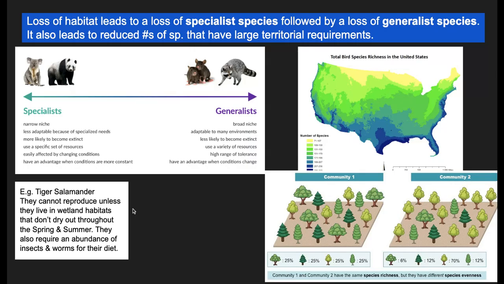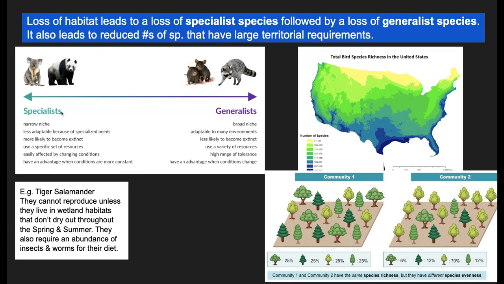Okay, now, because we are changing the habitat of species, that loss of habitat is reducing the amount of specialist species. Now, you know, specialist species are like the picky ones, right? They have a narrow niche. They are less adaptable because they have a very specialized niche. So if you look at these two species over here, they are specialists because they are only adapted to one type of diet. They are only adapted to one type of habitat, or they only use resources specific to a certain place or a certain island, right? So those would be the specialists.